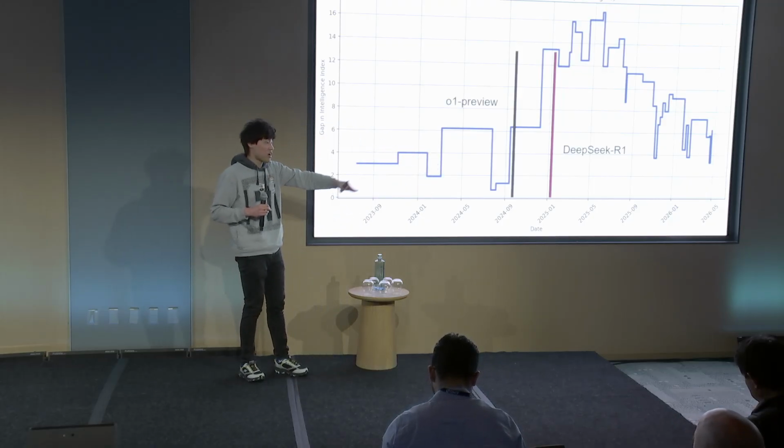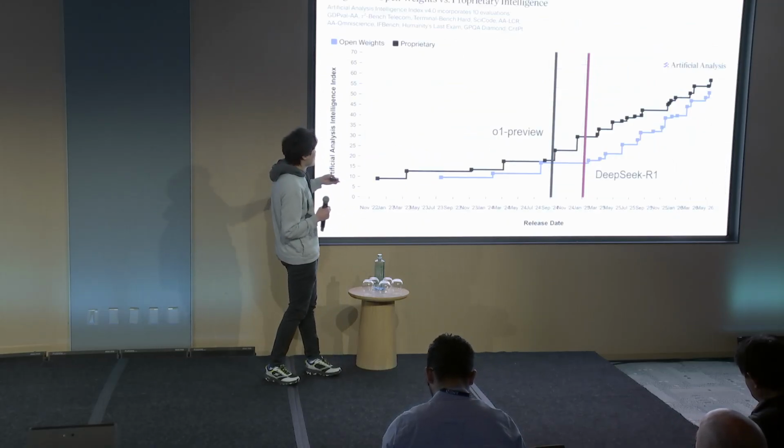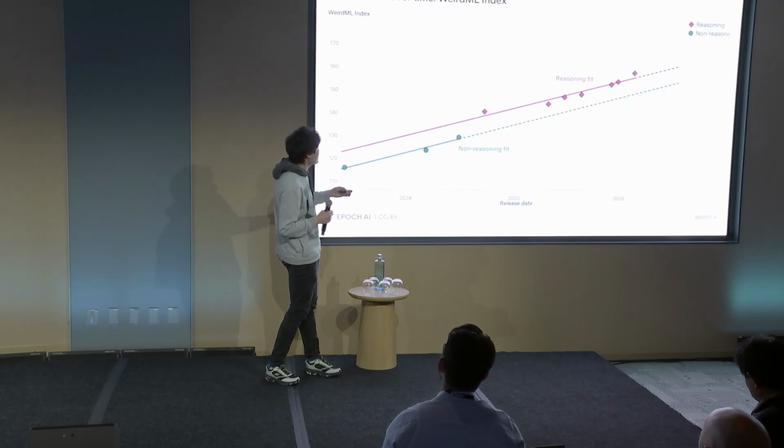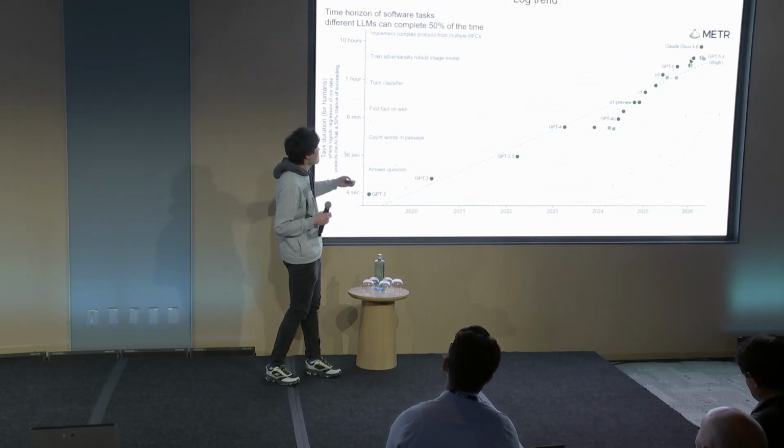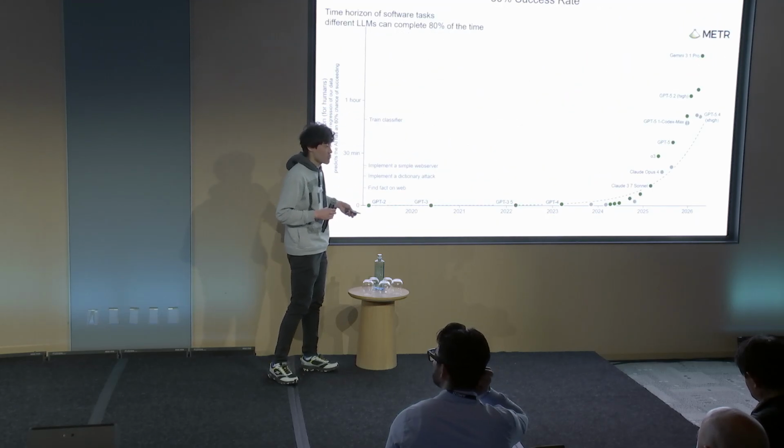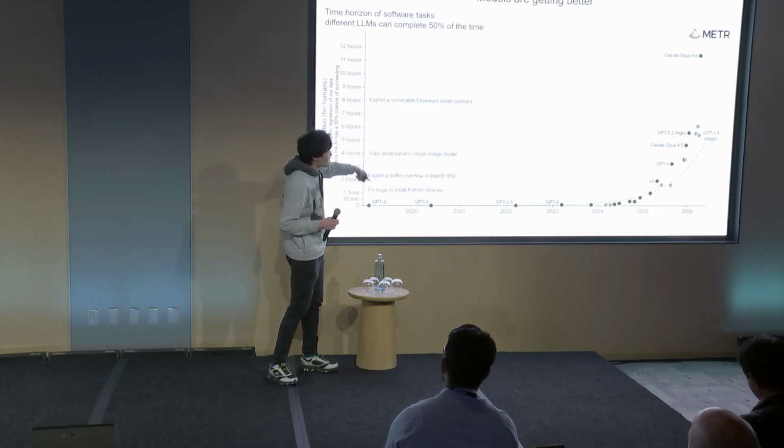There is another trick for open source models. If you see this plot, where's this one, the METR plot, right? This is the 80% success rate, and this is the 50% success rate.